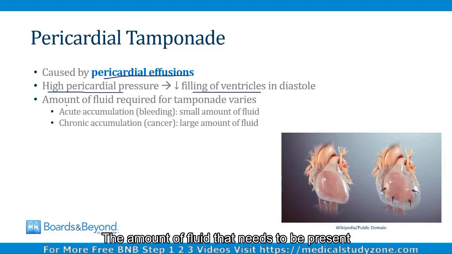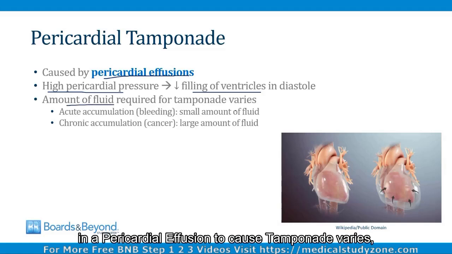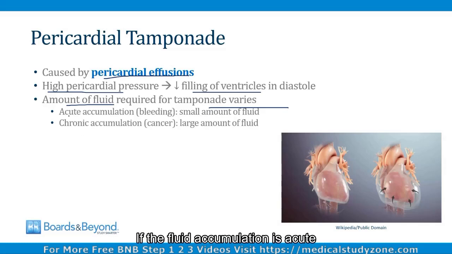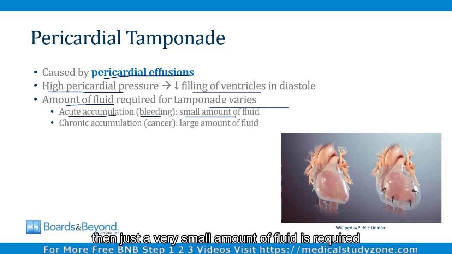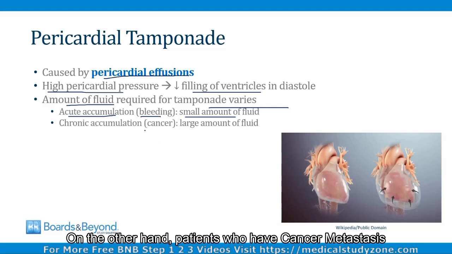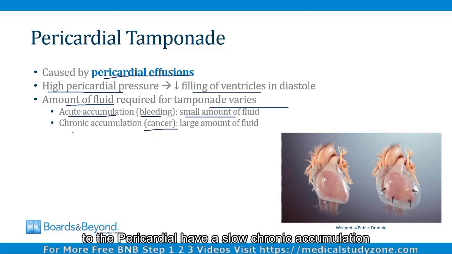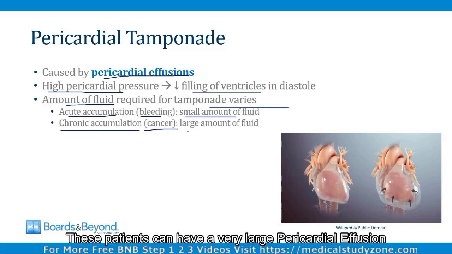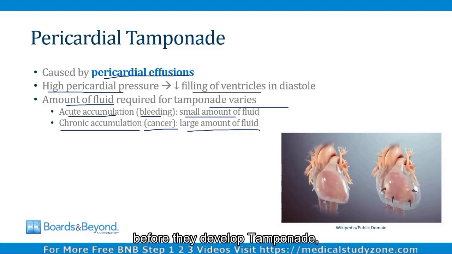The amount of fluid that needs to be present in a pericardial effusion to cause tamponade varies based on the time frame over which that fluid accumulates. If the fluid accumulation is acute, from something like bleeding, then just a very small amount of fluid is required to cause the clinical syndrome of tamponade. On the other hand, patients who have cancer metastasis to the pericardium have a slow, chronic accumulation of pericardial fluid. These patients can have a very large pericardial effusion before they develop tamponade because their body has time to adapt to the presence of that fluid.